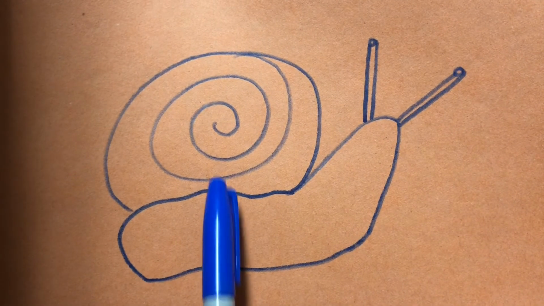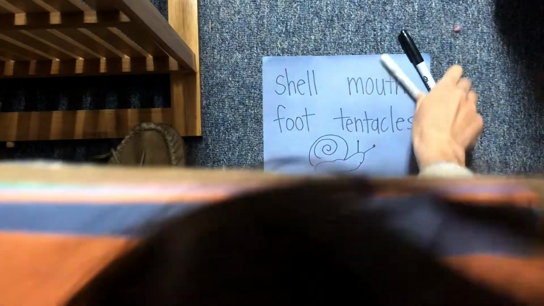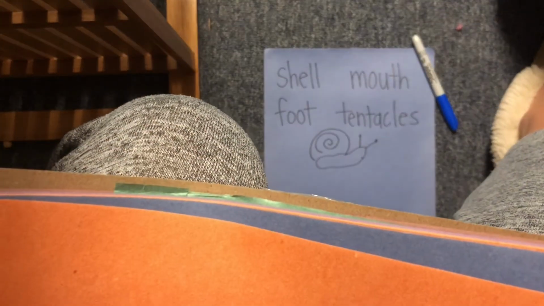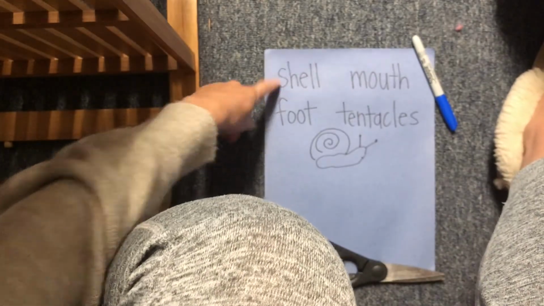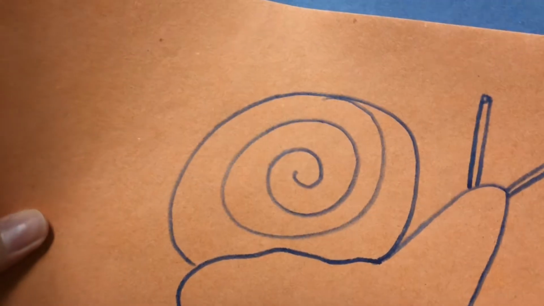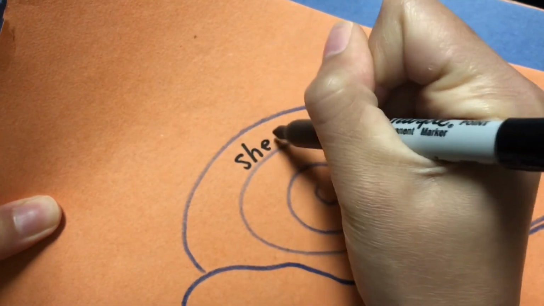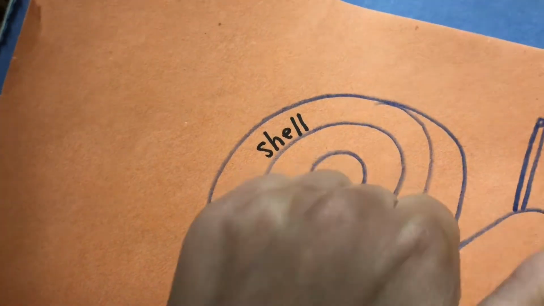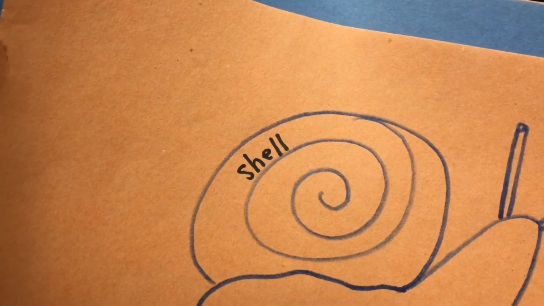Next, I'm gonna label the different parts that we learned about the snail. So I'm gonna take my black marker and I'm gonna look at our poster. So the first word is shell. I'm gonna go back to my picture, and inside of the snail shell, I'm gonna label by writing the word shell. The shell is the hard part that protects the snail's body. It's almost like the snail's home.